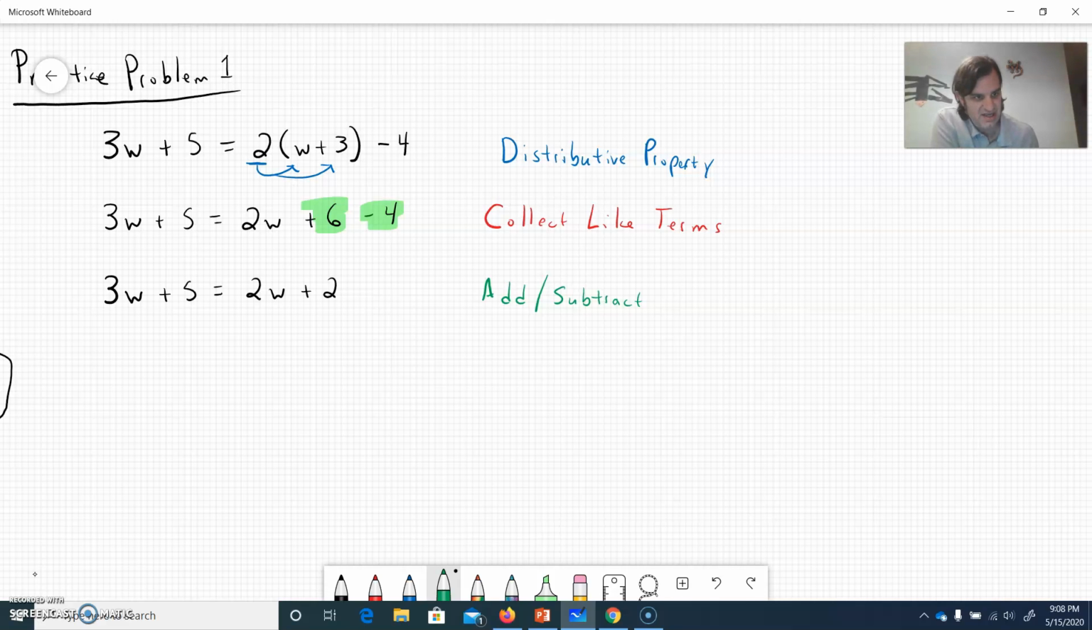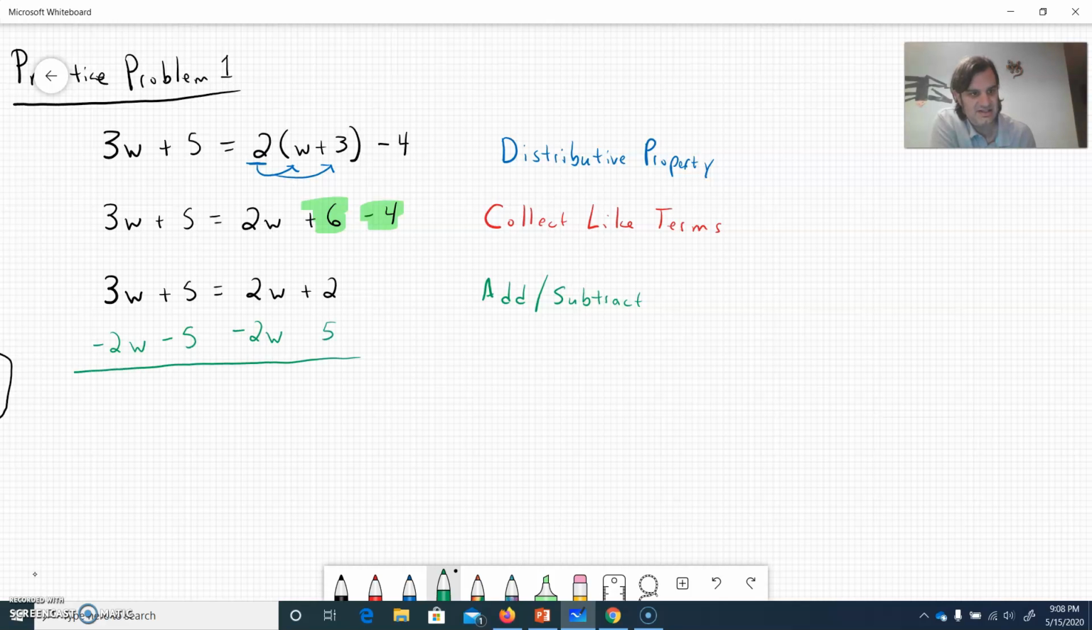So I have 3w on the left and 2w on the right. I'm going to subtract 2w from both sides. That'll put my w's on the left. That's not necessary. But if I put my w's on the left, I need to put my non-w's on the right. So I'm going to subtract 5 from both sides.